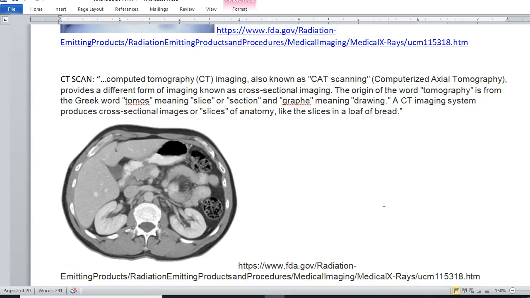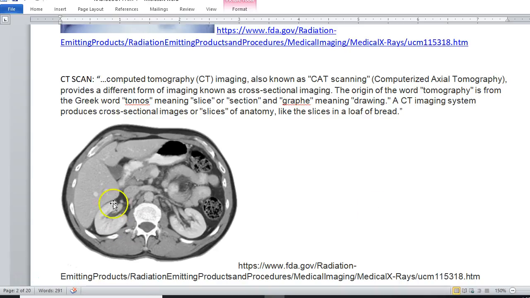Again, we were talking a little bit about math in one of my last sessions. And this is where axial, we are making slices. So this provides a different form of imaging known as cross-sectional imaging. The origin of the word tomography is from the Greek word tomos, meaning slice or section, and graph, meaning drawing. A CT imaging system provides cross-sectional images or slices of anatomy, like the slices of a loaf of bread. So basically we're slicing across the body.